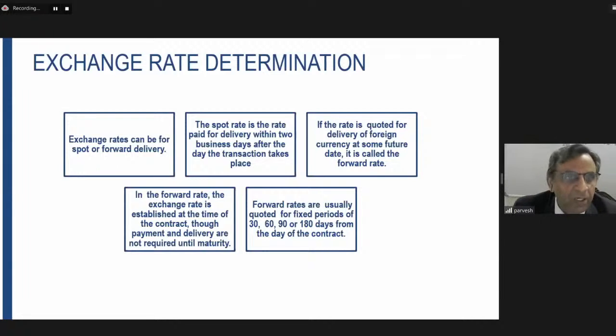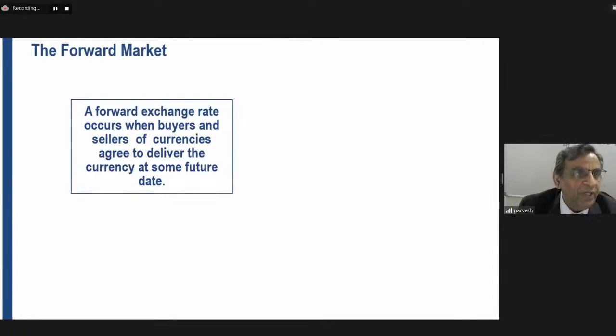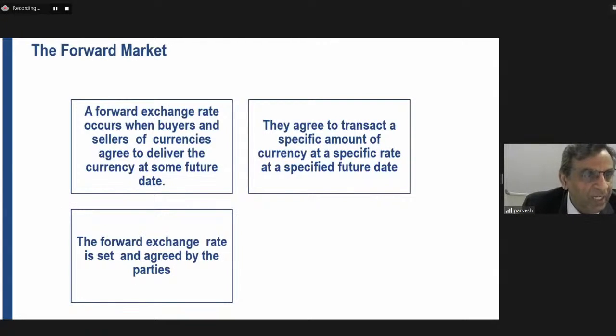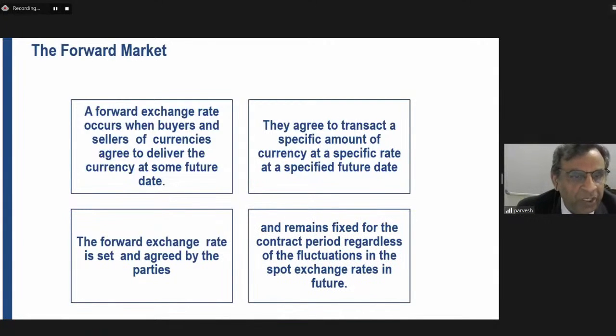So this we have already covered a little bit in an earlier part of our lecture. The forward exchange rate occurs when the buyer and seller of the currencies agree to deliver a currency at some future date. They agree to transact a specific amount of currency at a specific rate at a future date. These are all the same things said in different ways. The forward exchange rate is set and agreed by the parties and remains fixed for the contract period, regardless of fluctuations in the spot exchange rates in future. So the rate fixed today remains the same throughout the period, and you will get your currency at the same rate you have fixed today, at a future date.